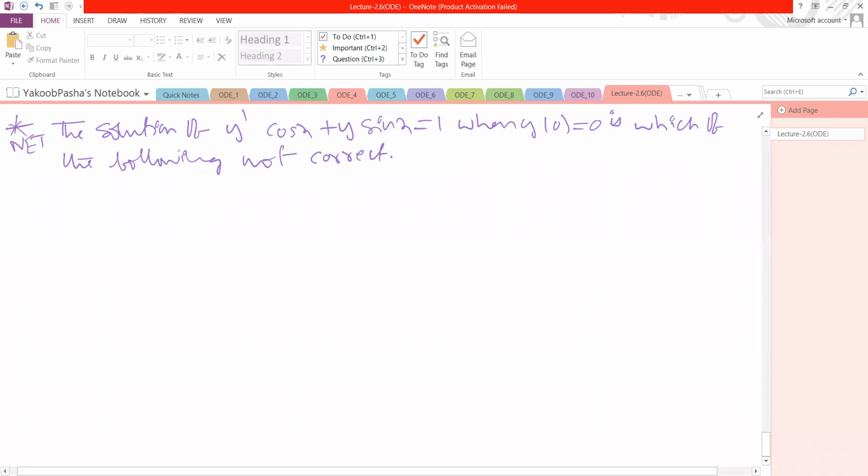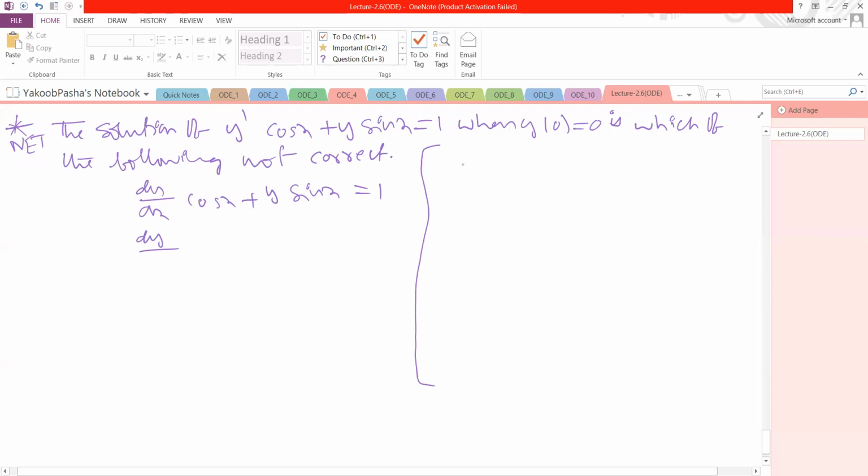Now first I am writing this differential equation. Y dash means dy by dx, cos x plus y into sin x is equal to 1, and dividing with cos x. I am writing the options first. Which of the following is not correct?